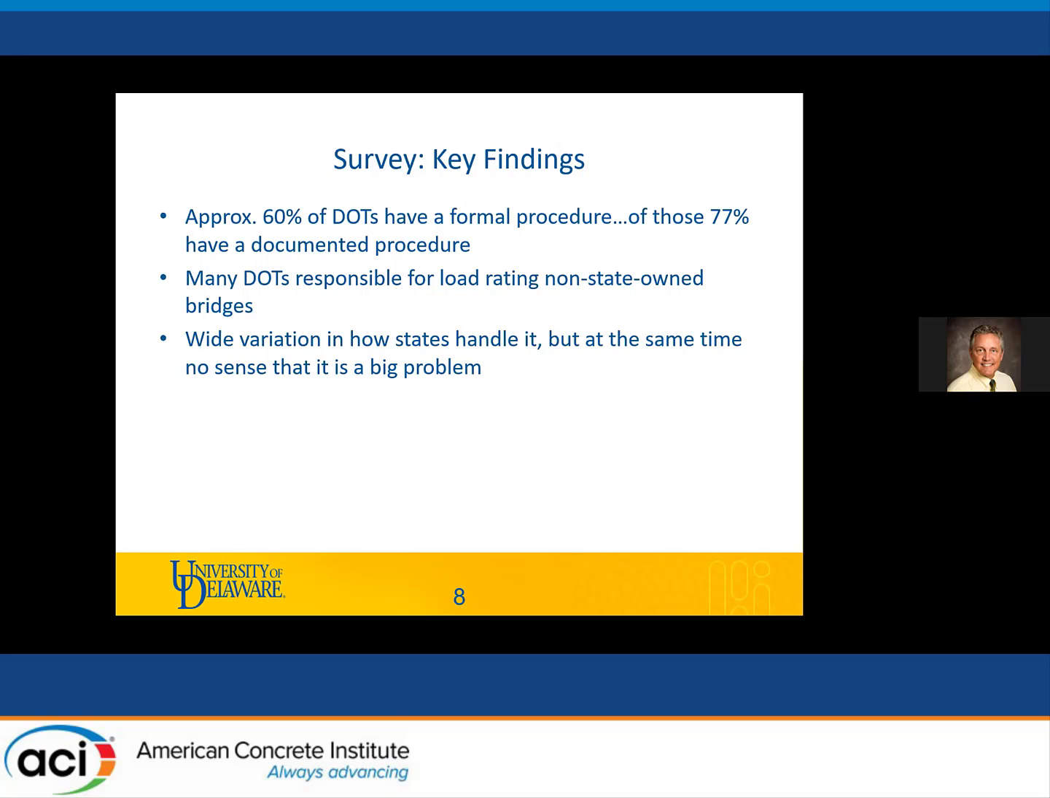About 60% of the DOTs, when we asked them whether their procedure is formalized, said yes. And of those, about 3/4 have a documented procedure. Many states are also responsible for load rating their non-state-owned bridges, and that can make up a sizable portion of their inventory. What we learned is that in many cases, it's those non-state-owned bridges that are missing information. They seem to be the more problematic ones in their inventory. It turns out there's a wide variation in how states handle this. But at the same time, we didn't hear a lot of complaints about it being a big problem for them.